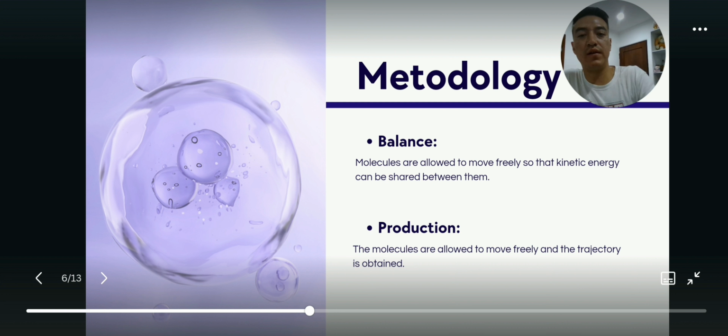The fourth and last stage is the production, in which the molecules are allowed to move freely and the trajectory is obtained. This is the last stage of the process and the most important, since the results are what allow the analysis to be carried out.